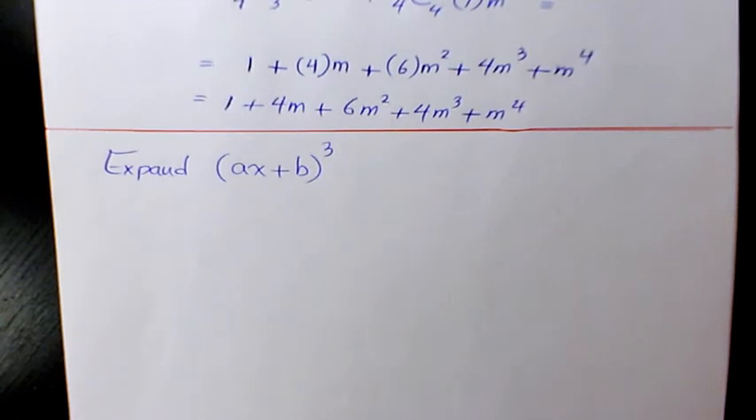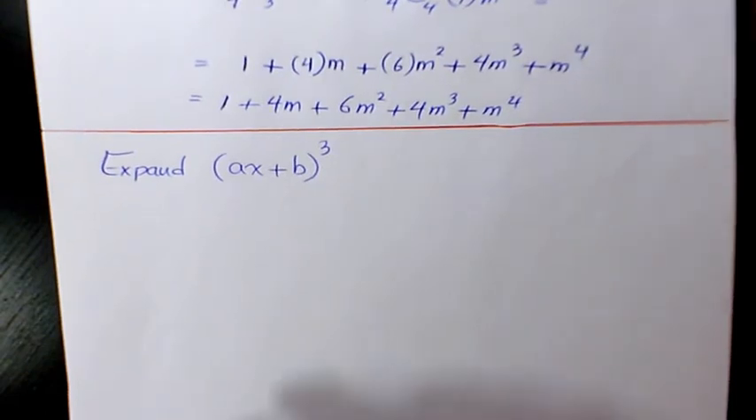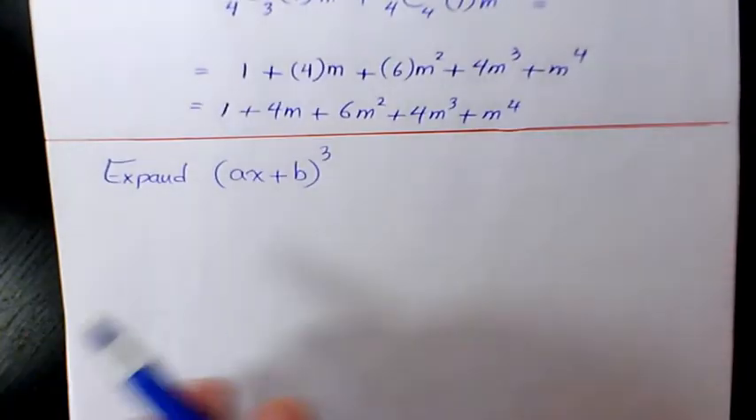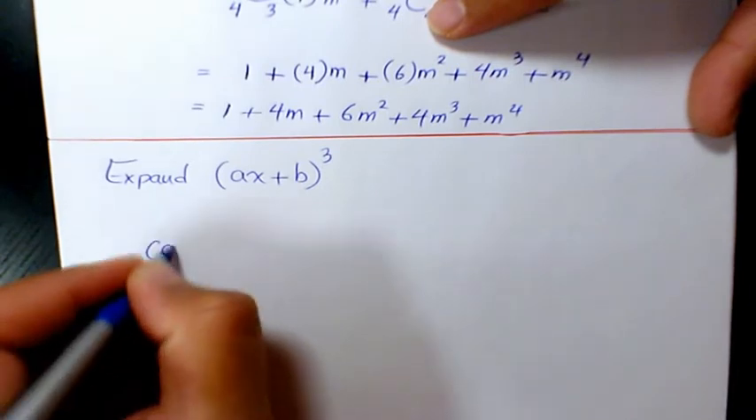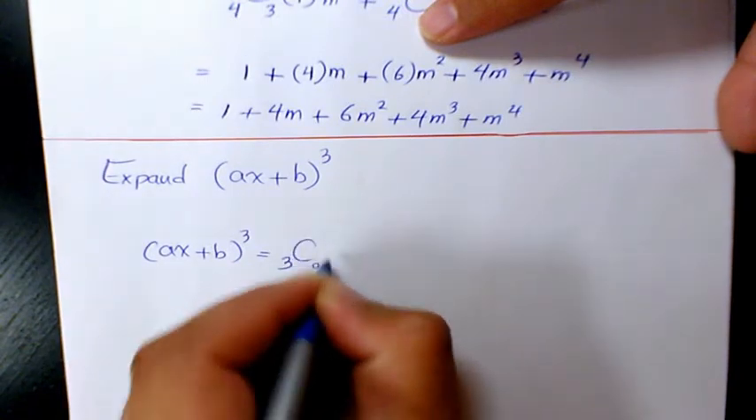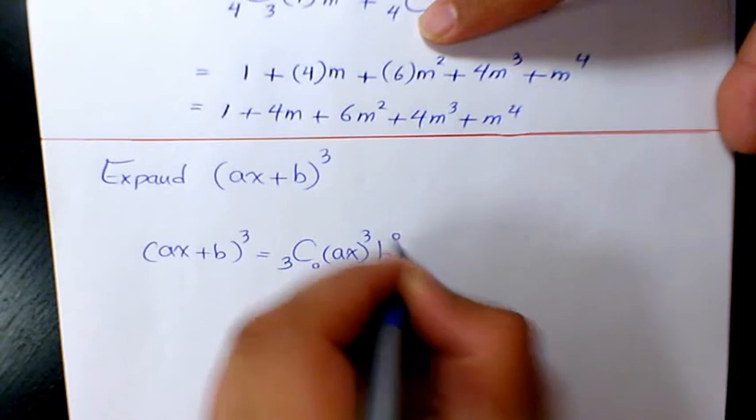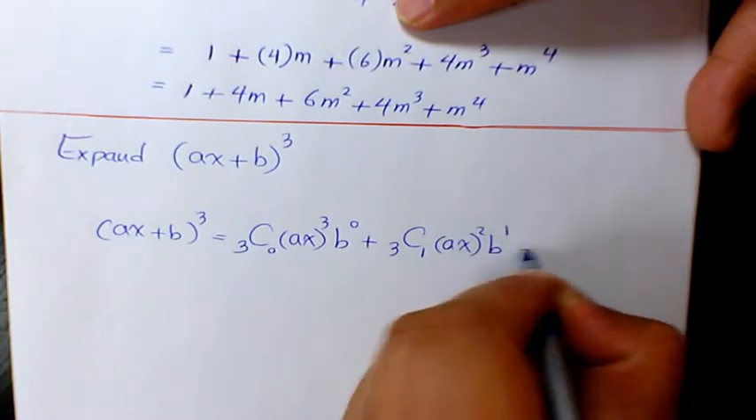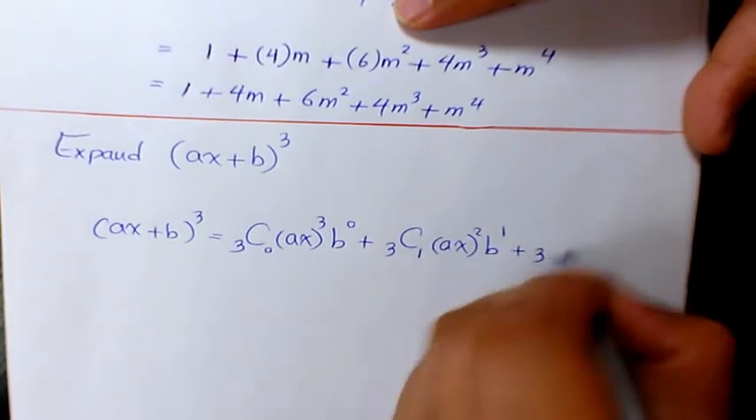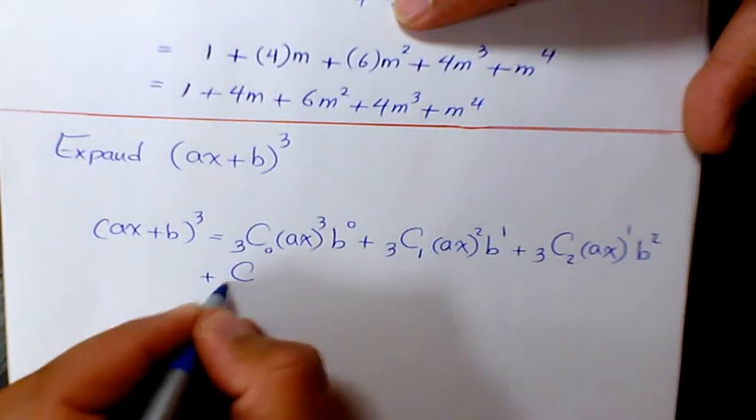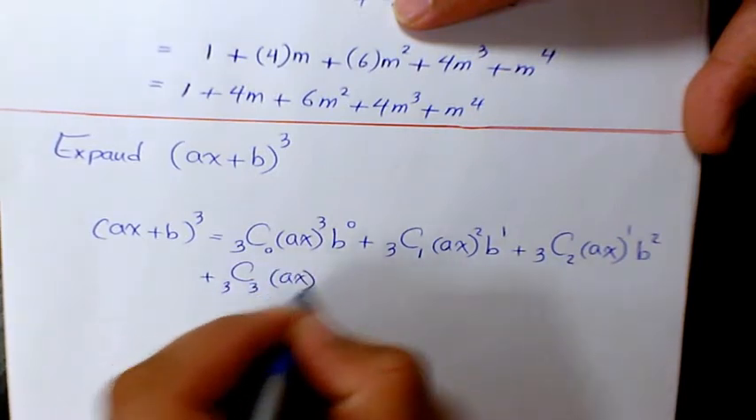Now let's look at this example. Expand ax plus b to the power of 3. If I look at Pascal's triangle, it's going to be 1, 3, 3, 1. So 4 terms. So ax plus b to the power of 3 is going to be 3C0, ax to the power of 3, b to the power of 0, plus 3C1, ax to the power of 2, b to the power of 1, plus 3C2, ax to the power of 1, b to the power of 2, plus 3C3, ax to the power of 0, b to the power of 3.